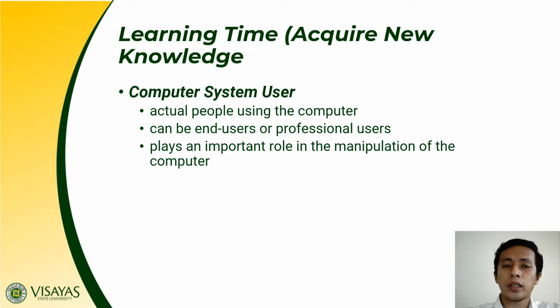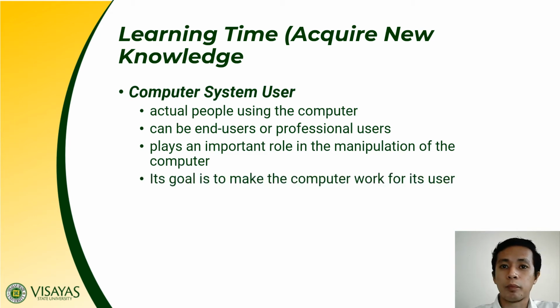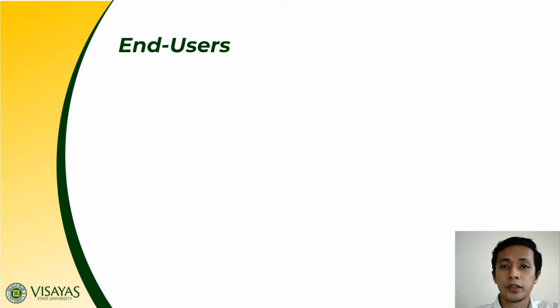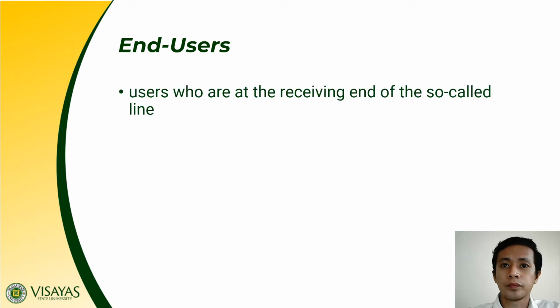And note class that your computer system user plays an important role in the manipulation of a computer system. And the goal of the user is to make the computer work for its user, not the other way around. Since we have known class that a computer user can be classified as an end user or a professional user, let us first understand what we mean by an end user.